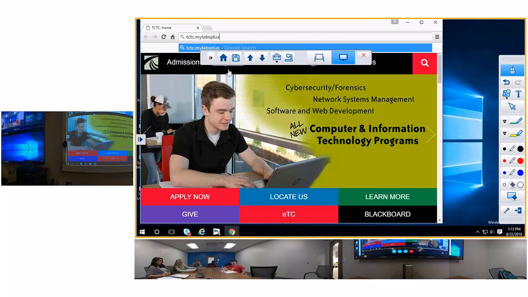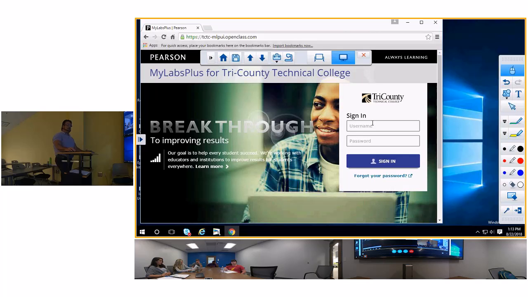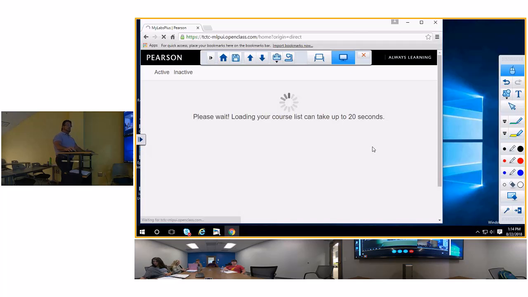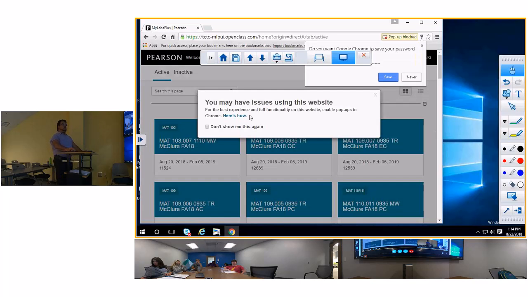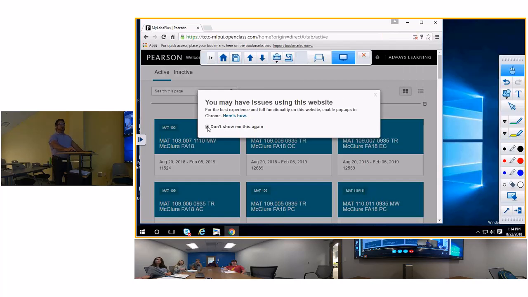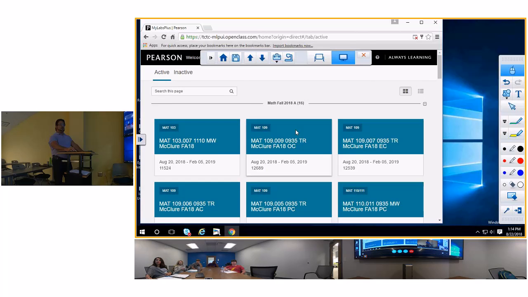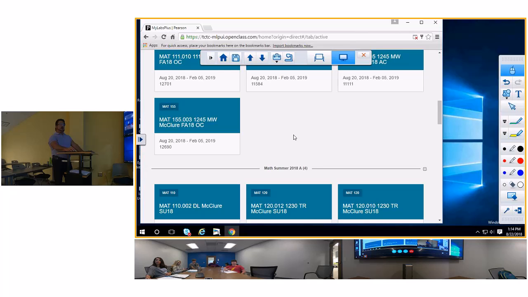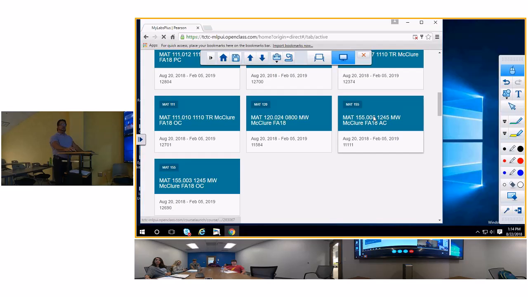gctc.mylabsplus.com. Now I got to go through all this again because I can't work in this environment. Yeah, we do have some issues. Tri-County Tech, Internet Explorer has issues. 155 AC.